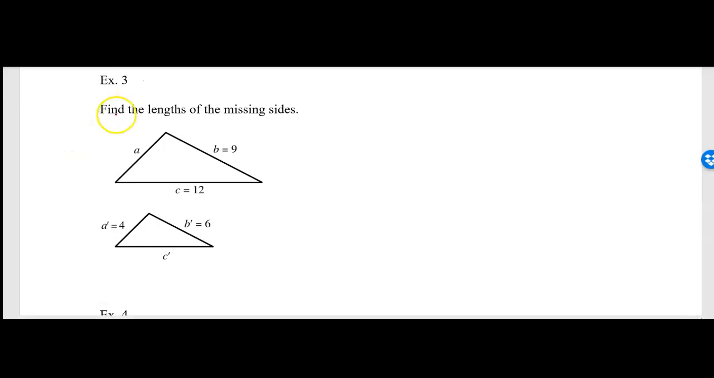Use your corresponding sides. The relationship: A corresponds to the A prime. Then that means I'm going to put A over 4, and then equals, and then we have B corresponds to the B prime. Well, we already have those numbers. That would be 9 over 6.